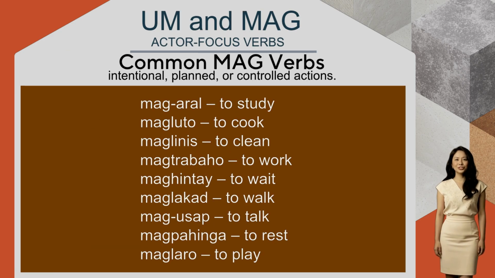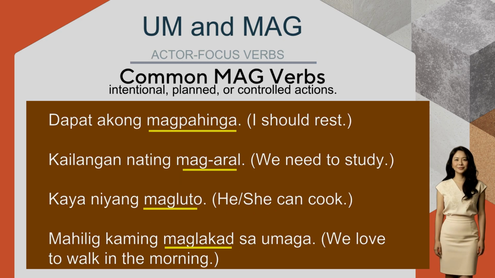Now, let's move on to some common mag- verbs in their infinitive forms. These words show actions that are intentional, planned, or controlled, things you choose to do. We have mag-aral, to study, magluto, to cook, maglinis, to clean, magtrabaho, to work, maghintay, to wait, maglakad, to walk, mag-usap, to talk, magpahinga, to rest, and maglaro, to play. These are everyday actions that you decide to do, which is why they fit the mag- pattern so naturally.